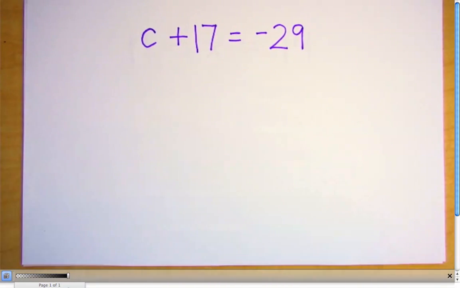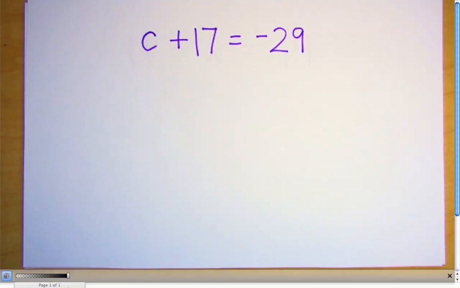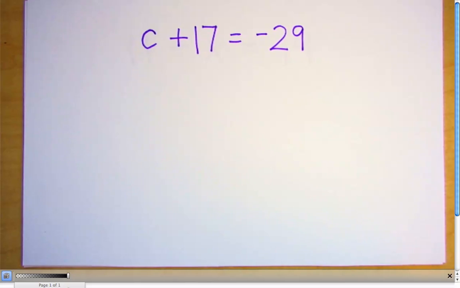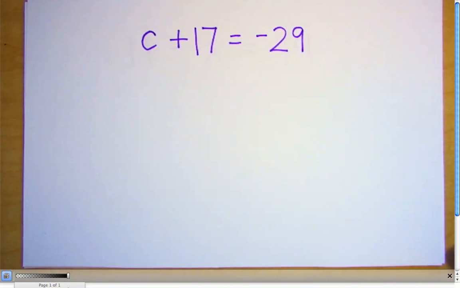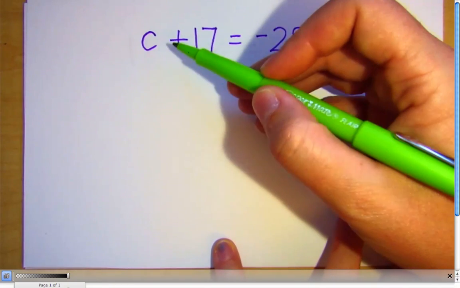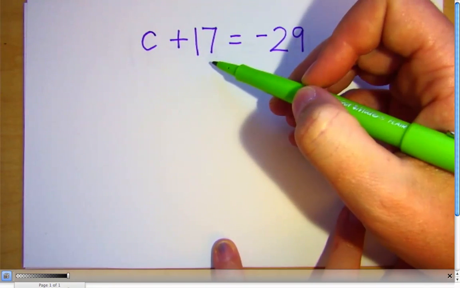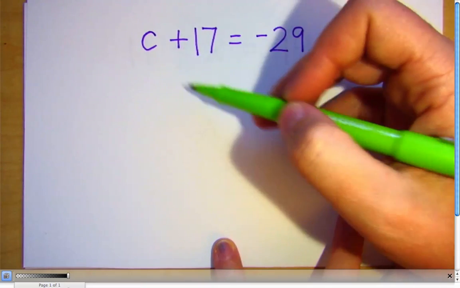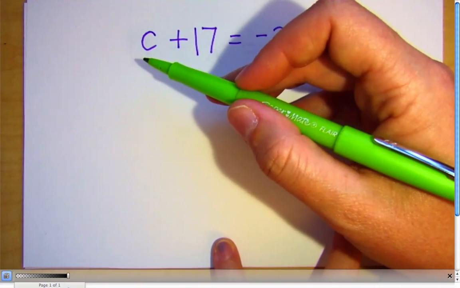Alright, I'm going to show you how to use the inverse property of addition to solve these one-step equations. The inverse property of addition says that if I add an opposite to a number, it will become 0. Anytime I'm trying to solve an equation or an inequality, I'm trying to isolate my variable. In this case, my variable is c. Right now it's being added to 17, so I need the 17 to go away to isolate that variable.